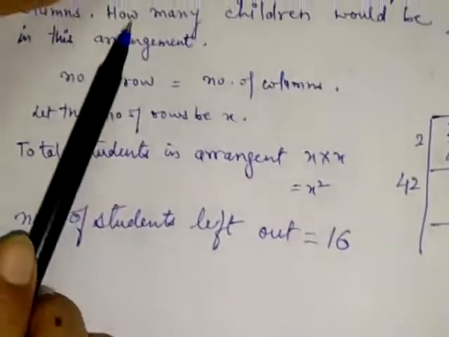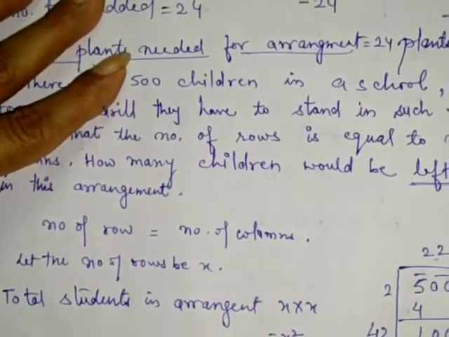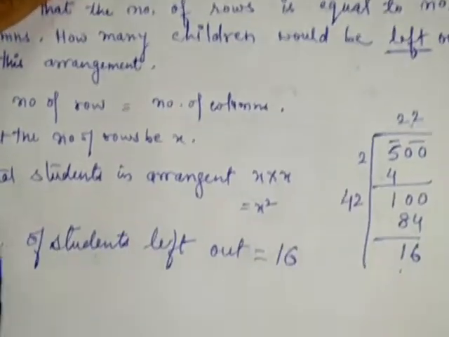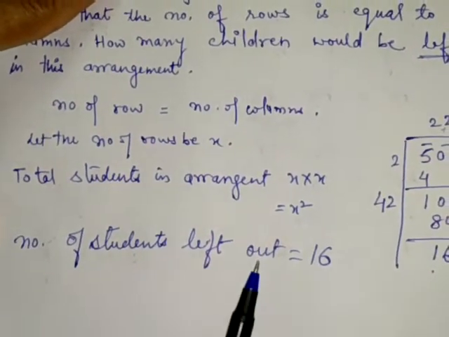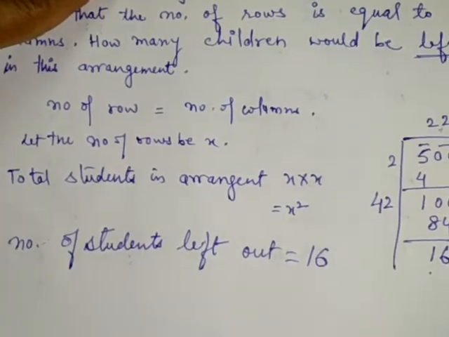Now here in this question it was asked how many children would be left out. So only the remainder was asked. So I have given the answer. Number of students left out is equal to 16.